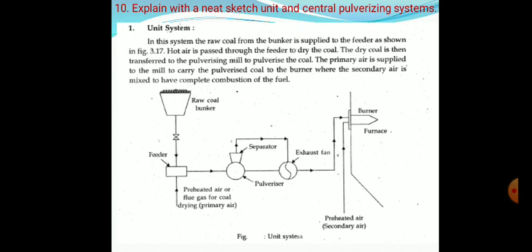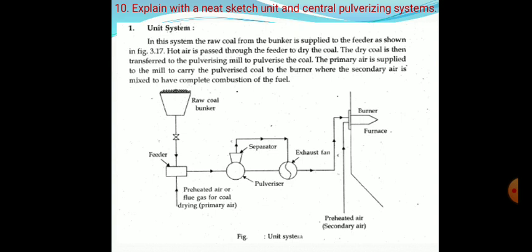Next question, explain with a neat sketch unit and central pulverizing systems. First one is the unit system. In this system, the raw coal from the bunker is supplied to the feeder as shown in the figure.